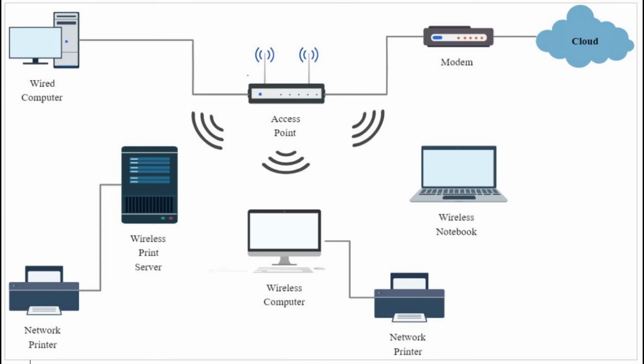Following is the list of hardware required to set up a computer network: network cables, distributors, routers, internal network cards, external network cards. Network cables are used to connect computers. The most commonly used cable is Category 5 cable, RJ45.